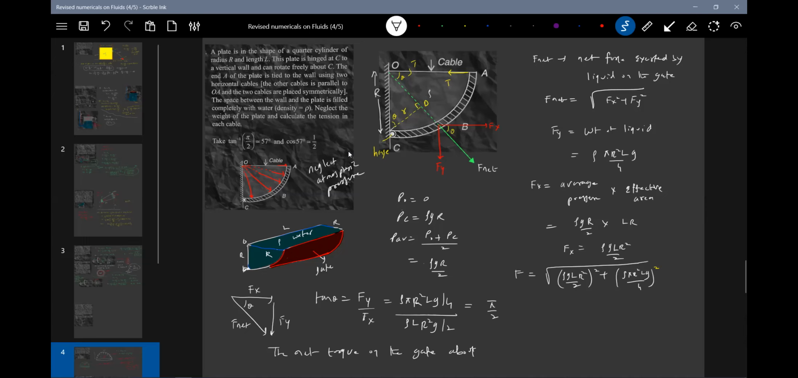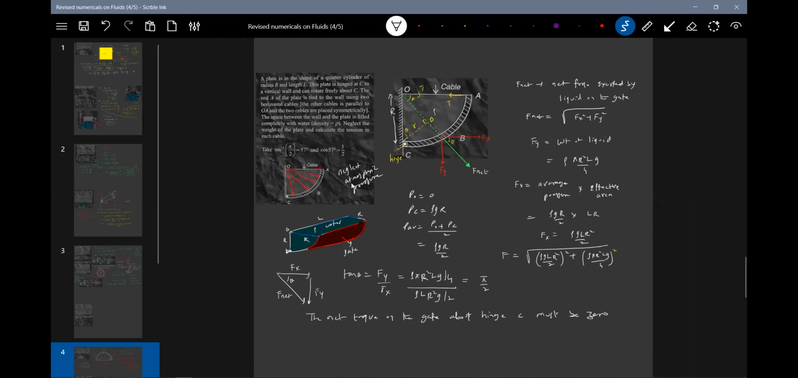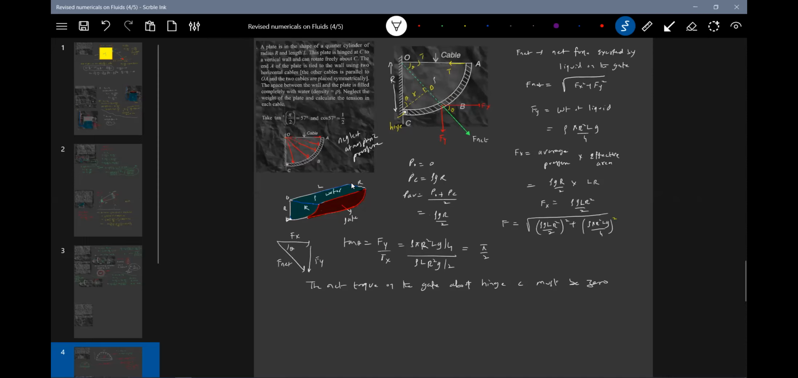On the gate, about hinge C, the net torque must be 0. Let me minimize and write it here now. So this should be F net into r clockwise, tension into R anti-clockwise equal to 0. Value of F net we know. So small r has to be determined. So what is the small r? It is R cos theta. So this will become F net into R cos theta equal to T into R.